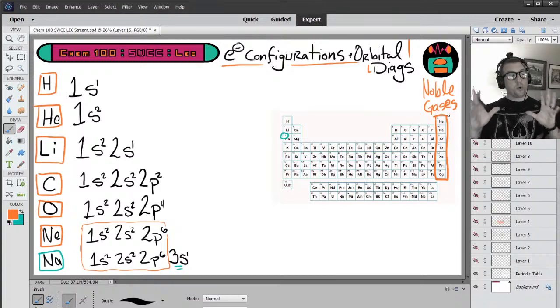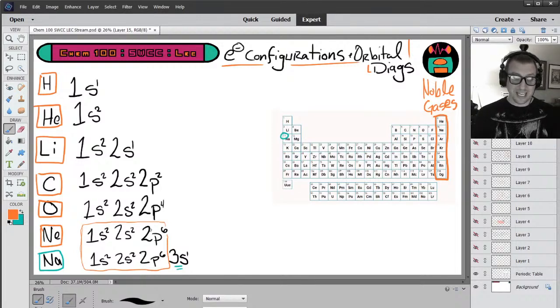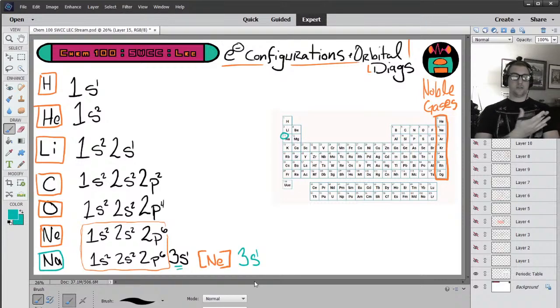All right, if your element has more electrons than one of these noble gases, you can write the electron configuration by writing its nearest noble gas with fewer electrons in a bracket, and then writing the extra electron. So since sodium's nearest noble gas is neon, then that means we can write the electron configuration for sodium by putting neon in a bracket and then saying, okay, it's all the electrons of neon plus one electron in the 3s orbital.